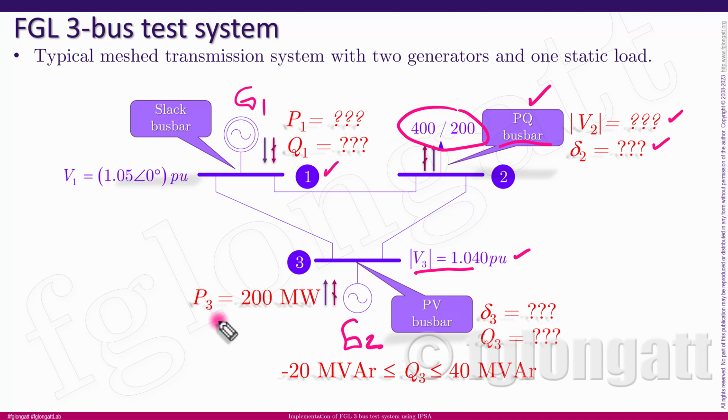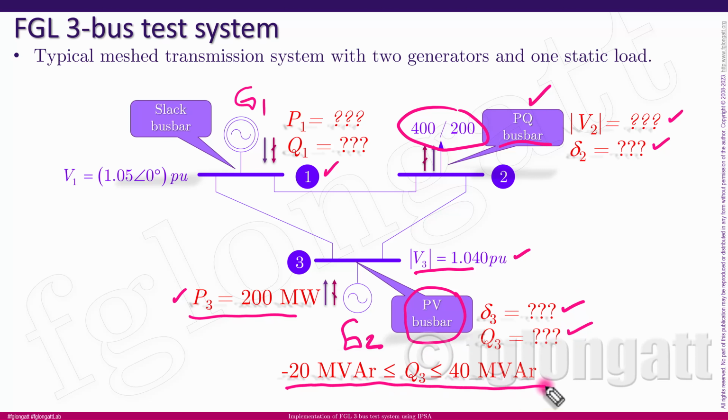And this generator is also providing constant active power. In this case, the dispatch is 200 megawatts. So as a consequence, this bus bar inside any software is referred to as a PV bus bar. And the unknown variables for this case are the angle of the voltage and also the reactive power.